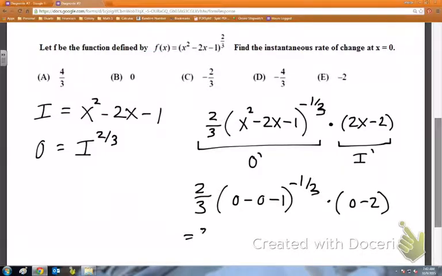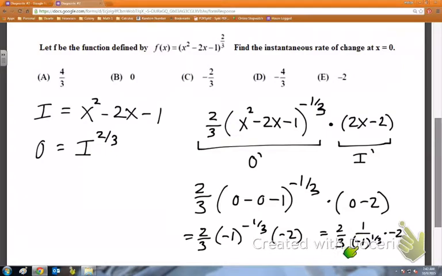So if I simplify this, I get 2/3 times negative 1 to the negative 1/3 times negative 2. Oh, I keep doing that. Negative 1/3. And then 2/3, if I make this into a fraction, put the negative exponent to the bottom so it becomes positive, I get 1 over negative 1 to the 1/3 times negative 2. Negative 1 to the 1/3 is just negative 1 because it's the cube root of negative 1, which is negative 1. So I have 2/3 times negative 1 times negative 2.